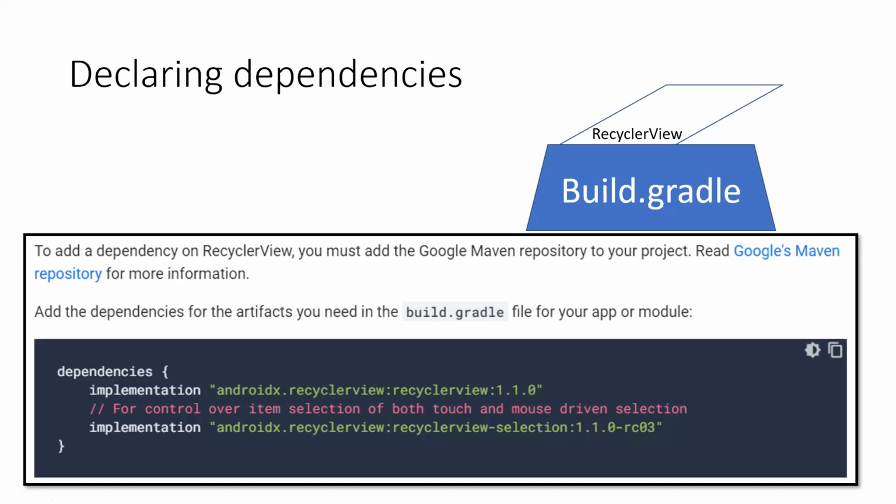Before you decide that you're going to make use of this RecyclerView, this is the first step that you need to do. You need to declare dependencies in your build.gradle file. So inside the build.gradle file, you need to specify something that mentions a RecyclerView, because you're declaring that in my project, I'm going to make use of RecyclerView.